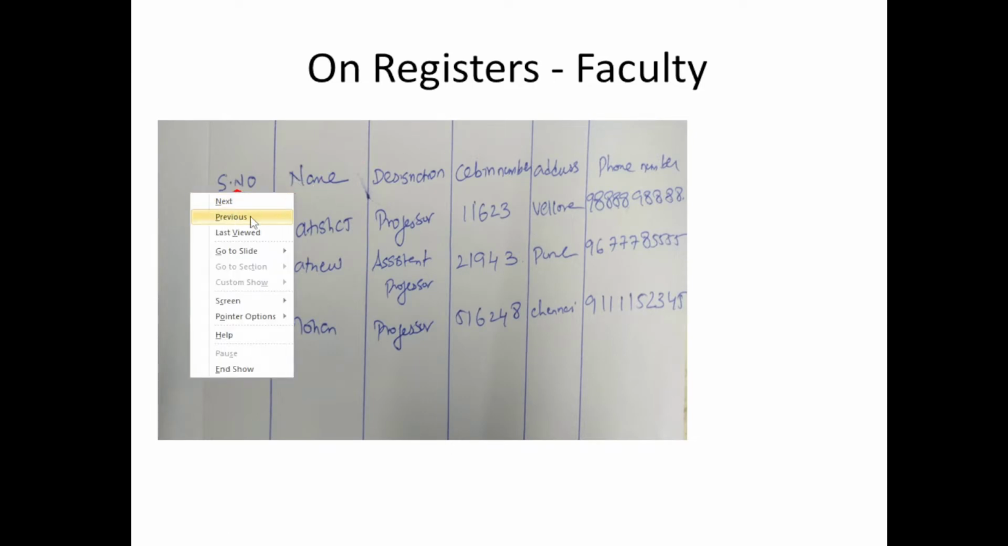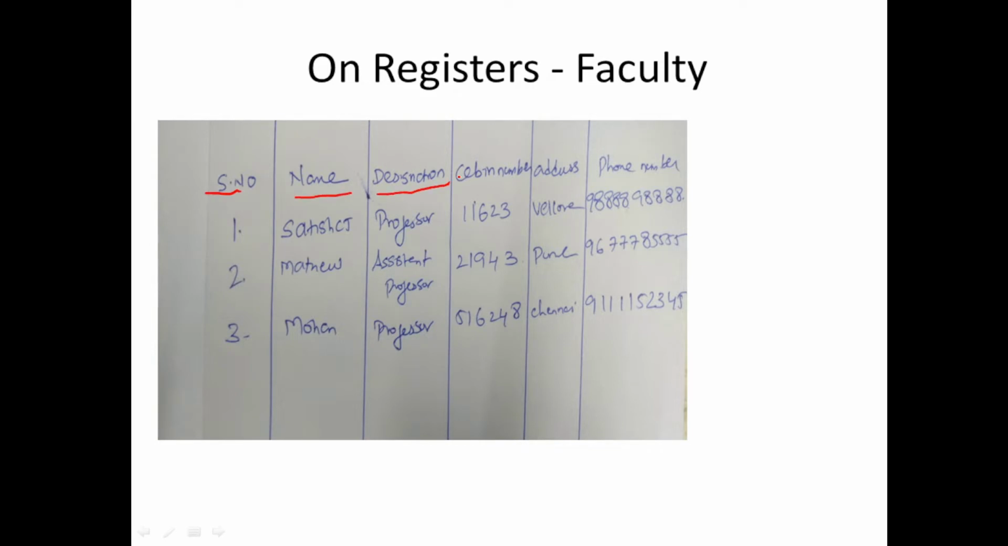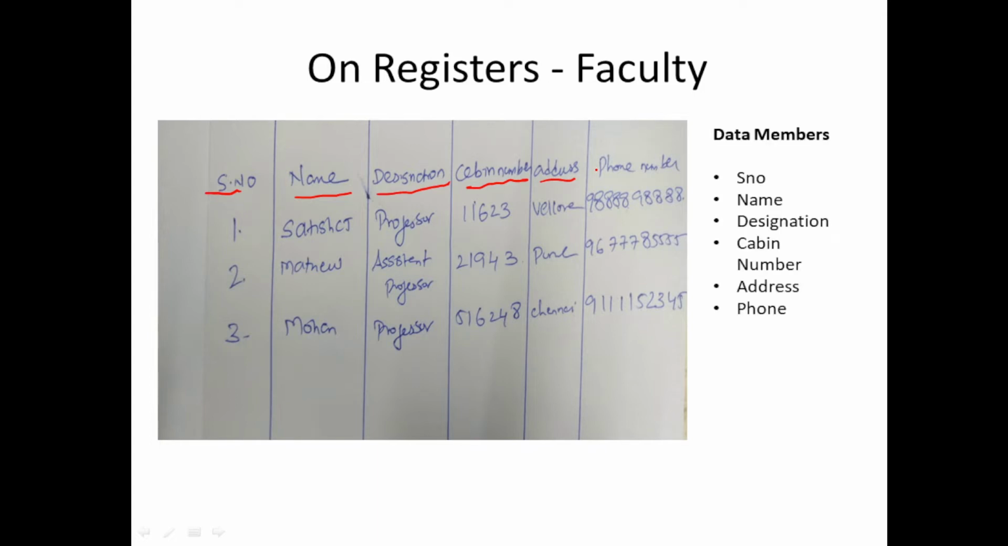So you capture name, faculty name, designation, whether it's a professor, assistant professor, associate professor, cabin number will be something defined for a faculty. Address, phone number, gender, date of birth, everything also comes for a faculty. So when you take a look at the faculty, the attributes are different when compared to a student. So whenever you want to add a faculty, you identify all the attributes for adding that faculty.